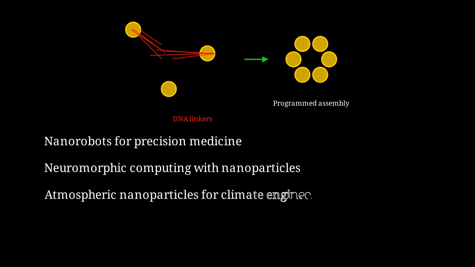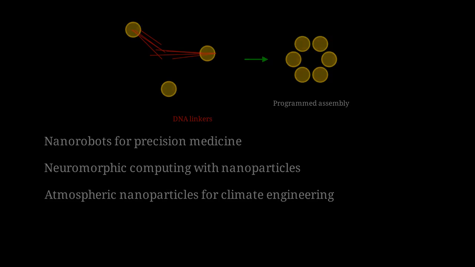Climate engineering proposals involve injecting reflective nanoparticles into the stratosphere to increase Earth's albedo. Titanium dioxide or calcium carbonate aerosols could offset warming by reflecting sunlight. Controversial, yes, but the nanoscale engineering required illustrates how far the field has progressed.